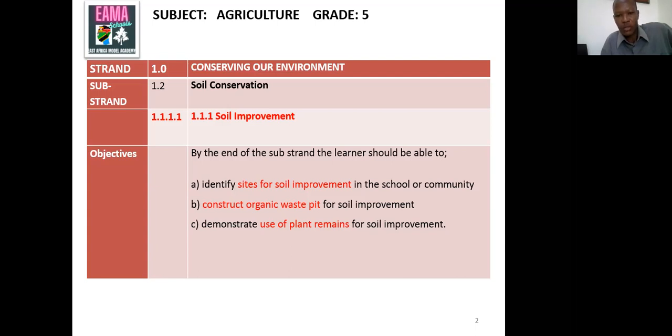At least you should be able to know and be able to identify different areas and places where we can do soil improvement. Secondly, I expect when we are done with this lesson that you'll be able to do some practical work, okay? You'll construct an organic waste pit. After this lesson, you should be able to dig out a pit and use it for conserving or rather improving soil.